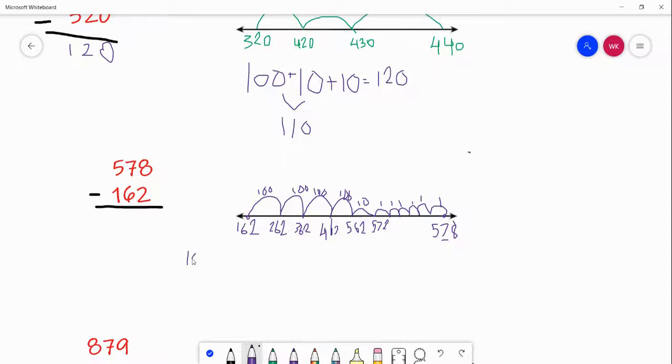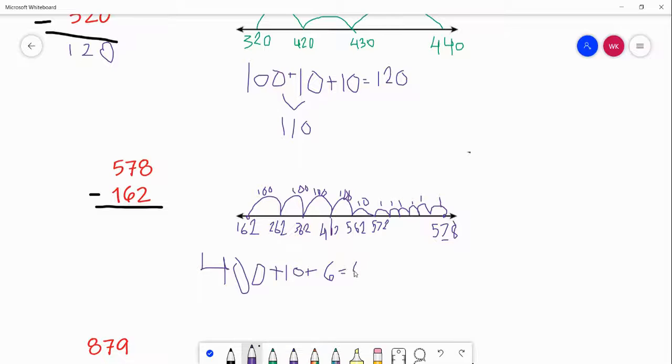So we had 400, right? Because if you look up, we have 1, 2, 3, 4. We have 400, so 100 plus 100 plus 100 plus 100 equals 400. And then we only have 10. And then we have 1, 2, 3, 4, 5, 6. We have 6 ones. So we're going to add these numbers together.